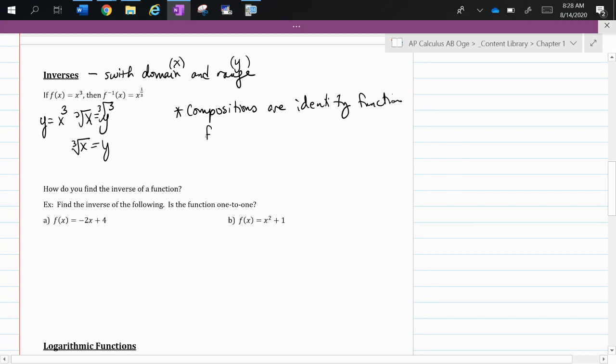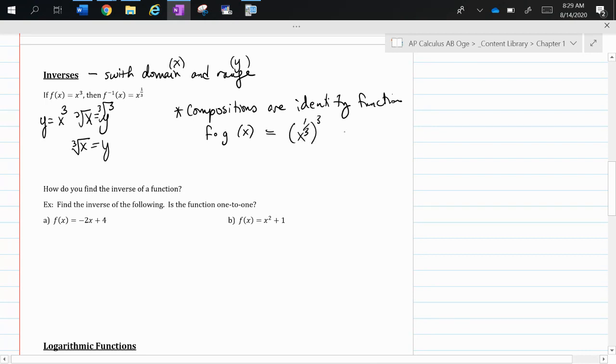So if I do the composition f of g of x, that's the same thing, just different notation, then I get, let's see, f of g of x would be x to the 1/3 cubed, which is x. And g of f of x is x cubed to the 1/3 power, which is also x. So y equals x is known as our identity function.